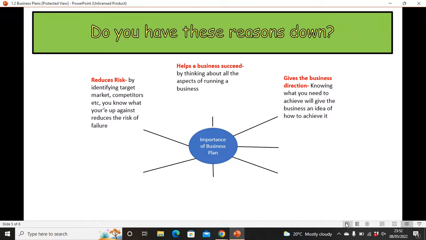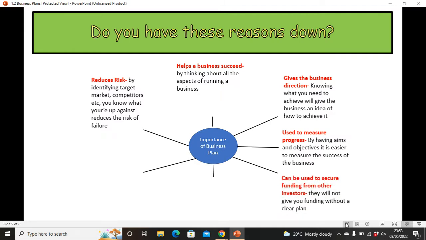And again, you can use this to measure your progress to see if you've been successful, which is another advantage. And a really good key point is that it can be used to secure funding from other investors. Now, this is really easy to write about in the exam, so I would definitely pick this as one of my advantages. So without a business plan, no one's really going to invest in your business. Okay, they want to see when they are going to get the return back.